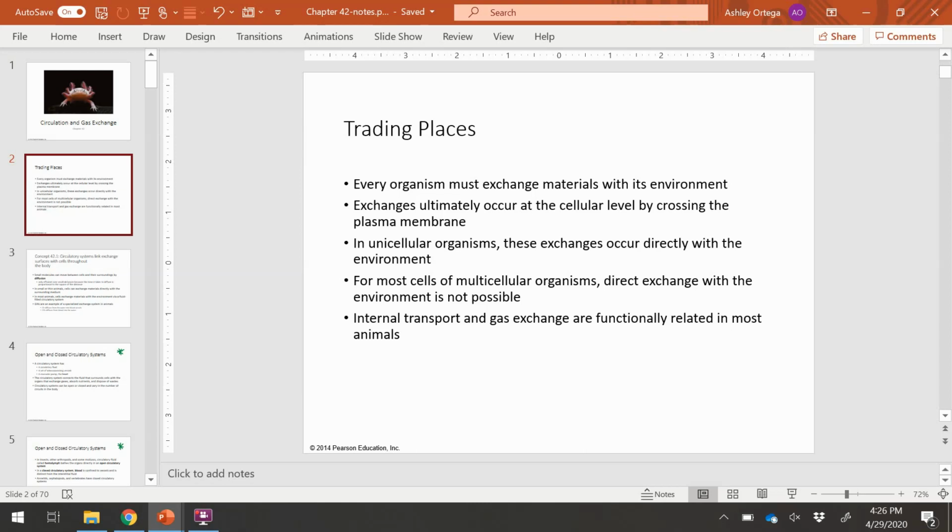And so in previous chapters, we looked at unicellular protists and how they exchange directly with the environment. And then we moved on to multicellular animals where direct exchange is not possible. And so there is a need for a specific feature or organ to perform this function. And so in this chapter, we'll look at that internal transport and gas exchange that's very functionally related in most animals.